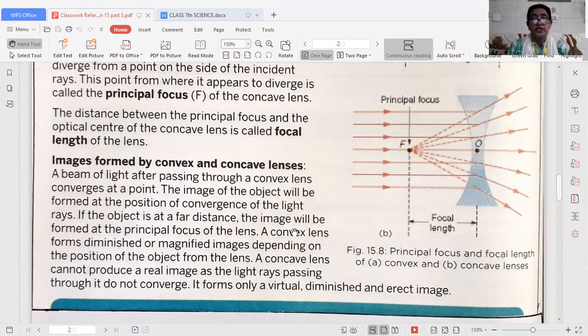So for images formed by convex and concave lenses, there will be a difference. When a beam of light passes through a convex lens, it converges at a point, but in the concave lens, it seems to meet at a point. So a convex lens forms a diminished or magnified image depending on the position of the object from the lens, whereas a concave lens cannot produce a real image. As the light rays pass through it, they do not converge, so it always forms a virtual, diminished and erect image.